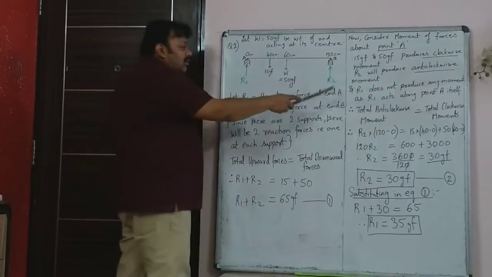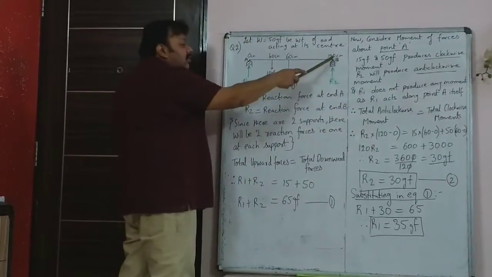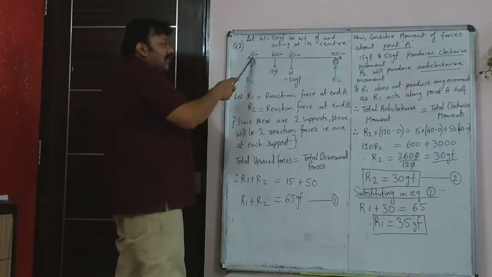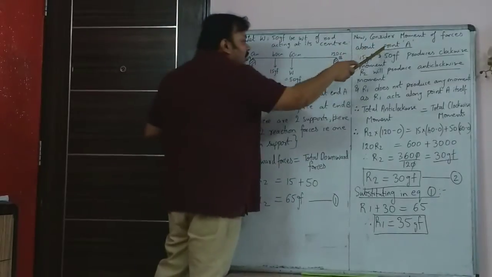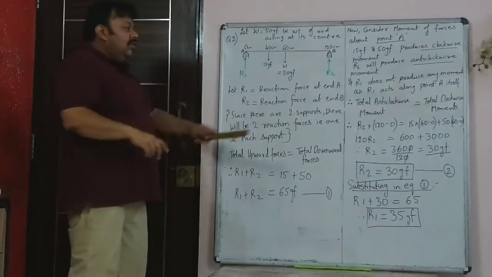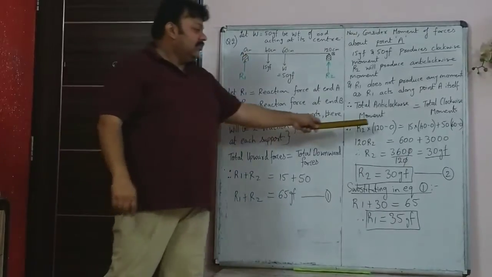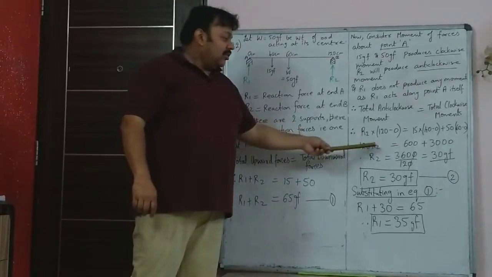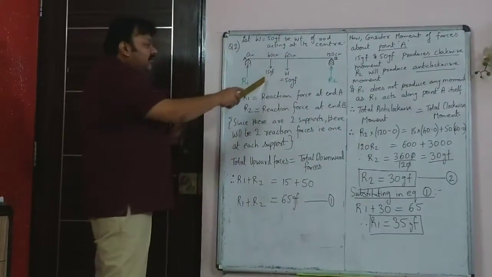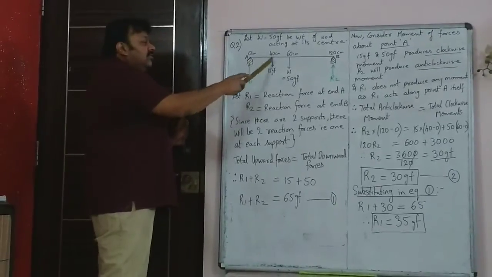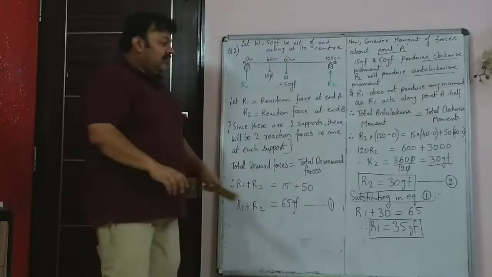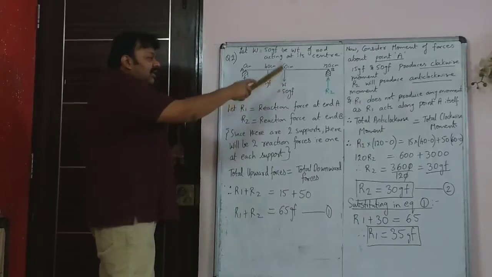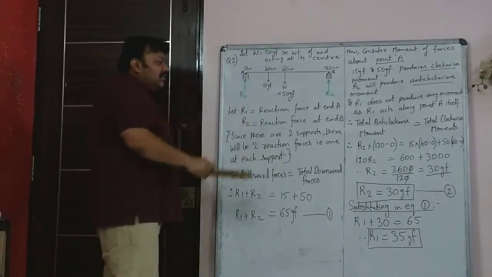From that we write total anti-clockwise moment is R2, and we are taking the distance of the point where R2 acts, that is point B, from this point A. We are considering all the moments about point A. So R2 into 120, 120 minus 0 because we are considering 0 as the pivot, is equal to 15 into the distance, 40 centimeter from point A, so 15 into 40, plus the weight of the rod, that is 50 into this distance, that is 60.